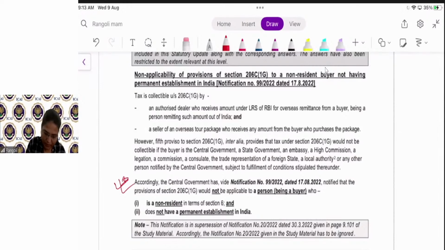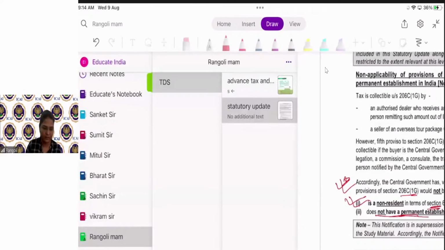Notified that 206C(1G) will not be applicable to a person being a buyer who is non-resident in terms of Section 6. So as per Section 6 of the Income Tax Act, if a person is non-resident and does not have a permanent establishment in India, then TCS is not applicable. 1% on value exceeding 10 lakh rupees is available. Clear?